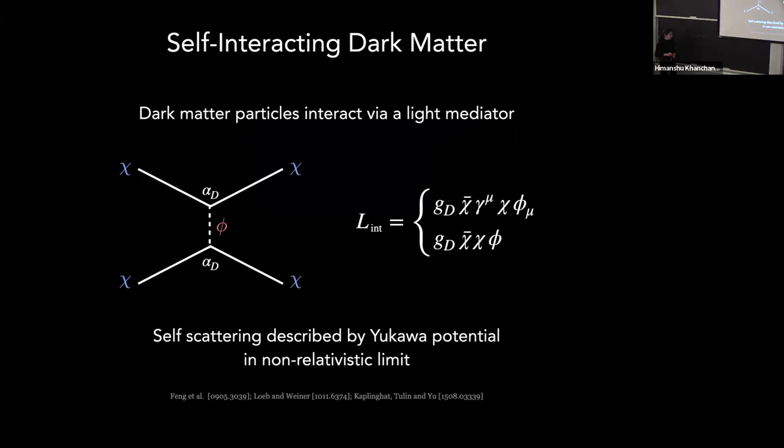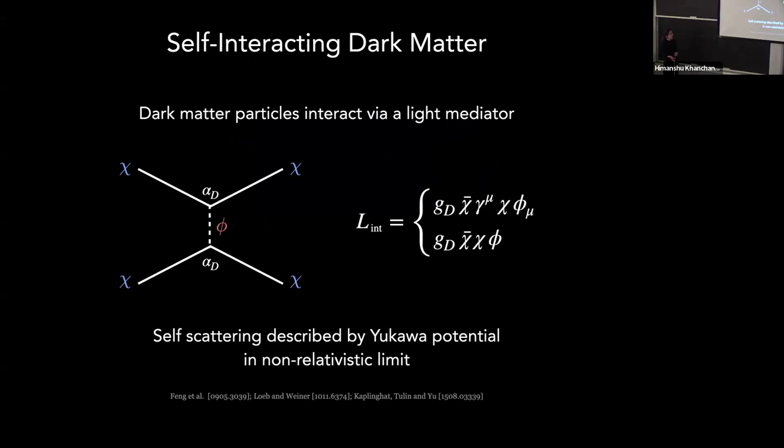So I'm going to start by talking about what happens when you start introducing self-interactions into your dark matter, which is obviously different than the cold dark matter picture where the dark matter is collisionless. Initially, I'm going to start with just a case where the self-interactions are elastic. That's probably the model that's been considered the most extensively, and I'll describe the status of where that discussion is.